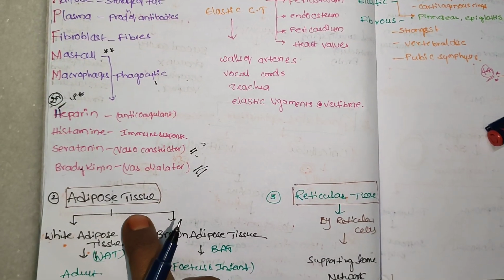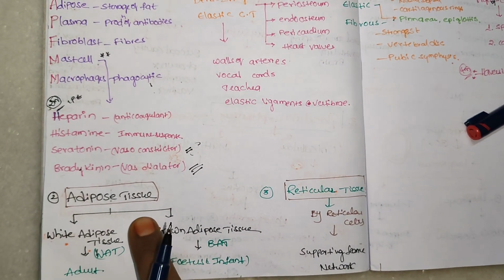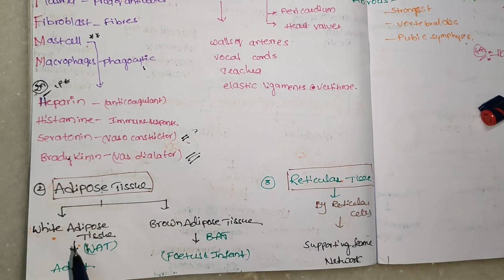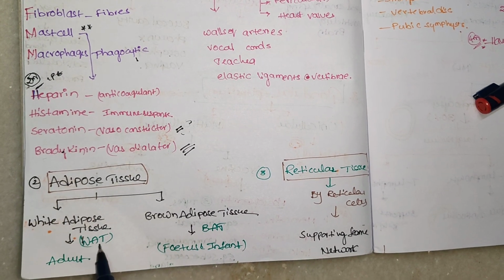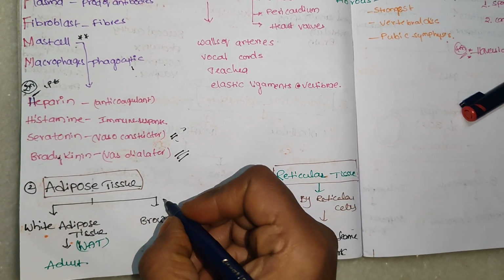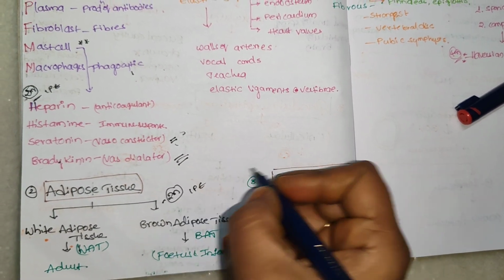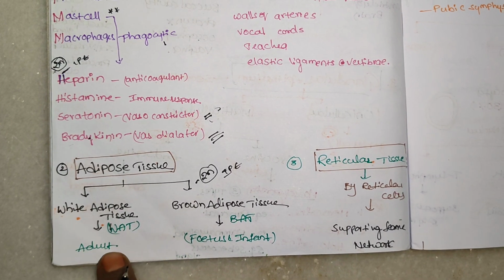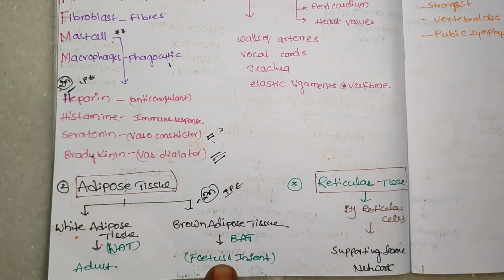Then come to the adipose tissue. Adipose means storage of fat. In that, again, there are two types based on color: white adipose tissue and brown adipose tissue. That is called WAT and BAT. This is also important for 2 marks in the IPE. White adipose tissue is seen in the adult. Brown adipose tissue is seen in the fetus and infant.